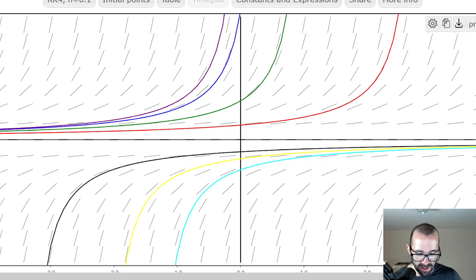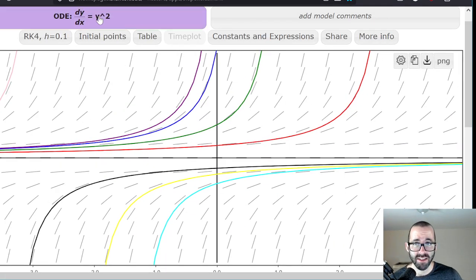And indeed, you may have seen this, it's not a linear differential equation. It's y squared. t squared or x squared would be fine for linear. The dependent variable being squared, it's not linear anymore.